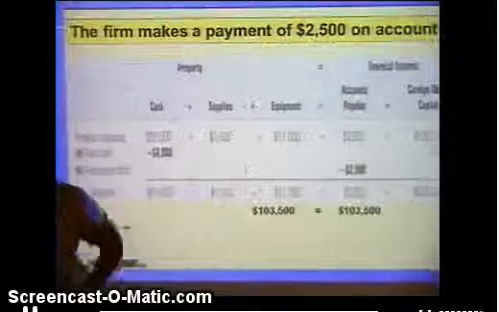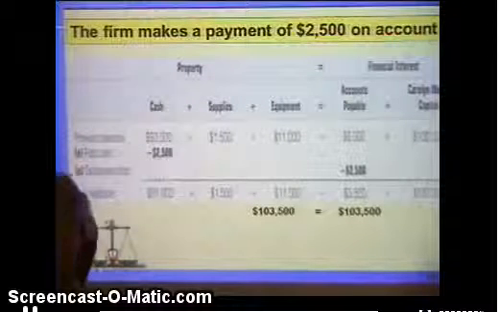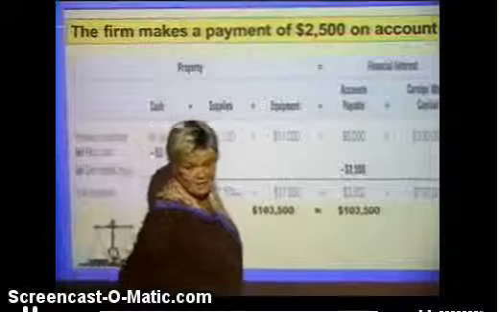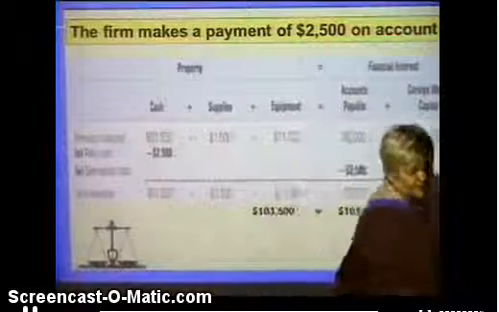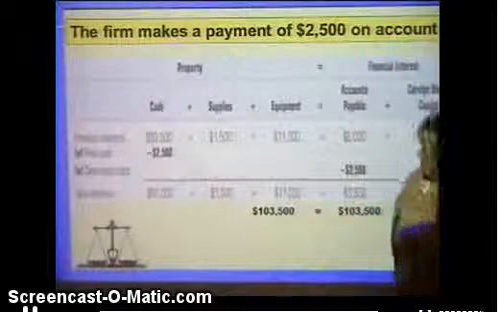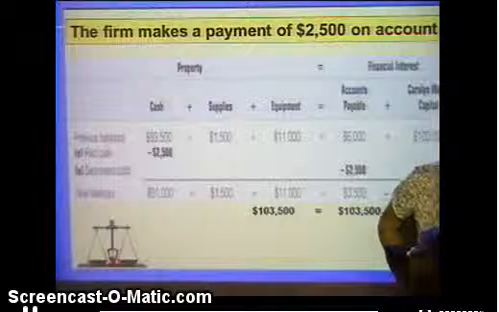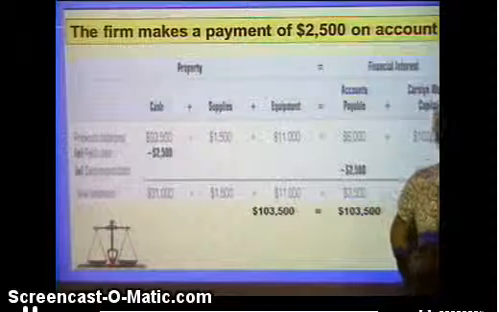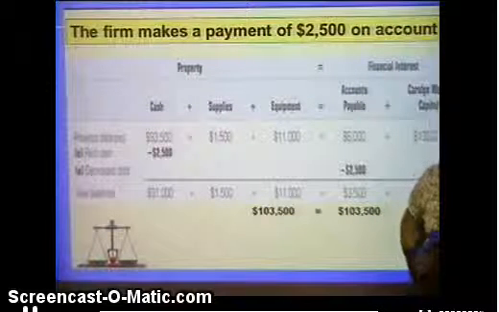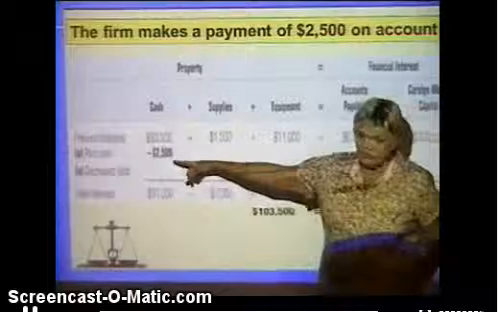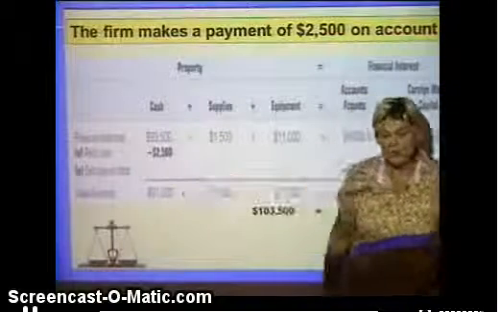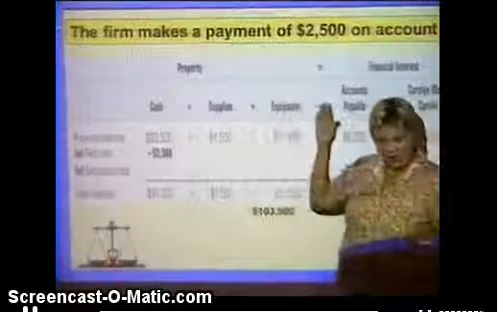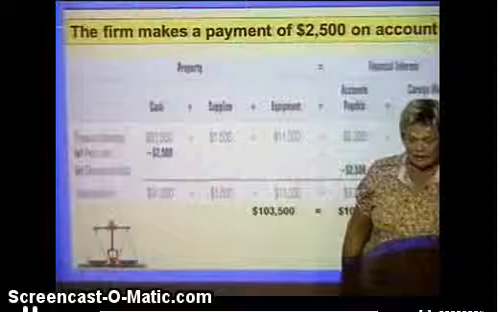With your assets, the asset stays. We still have that $6,000. It didn't change the value of the equipment at all. The equipment's already been put in there, right? The only thing we did was take it out of cash. Had we bought the equipment with cash to begin with, that would have already happened at the beginning.